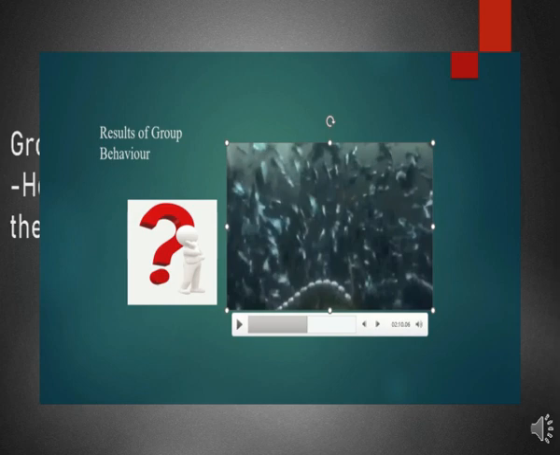So that video there just showed you that when there's cohesiveness in the group, it results in the completion of tasks or success for the organization.